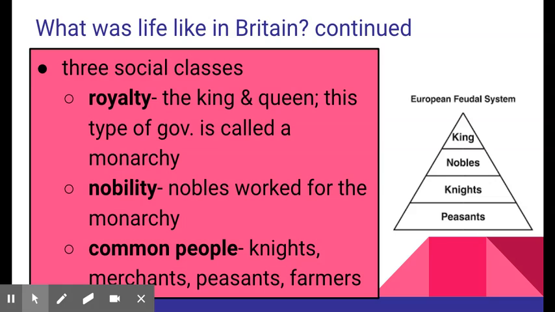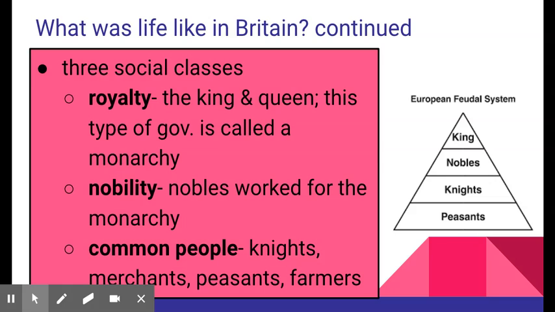There were three main social classes. I know the visual will show a different picture of that, but for our purposes, just to keep it simple, there were three main social classes that are listed there. So you're going to write in the words that go with each definition. You're going to write in the bold-faced words.